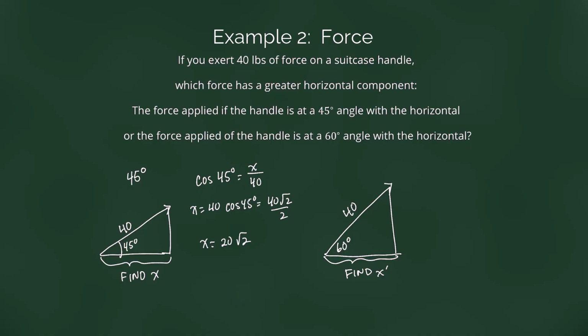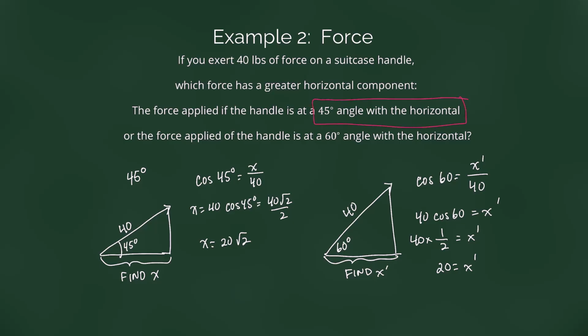So now for x prime, we're going to use the cosine of 60, which is x prime divided by 40. So 40 times the cosine of 60 is x prime. And the cosine of 60 is 1/2. So here we see that x prime is equal to 20. So the force is greater when we apply the 45-degree angle to the horizontal.